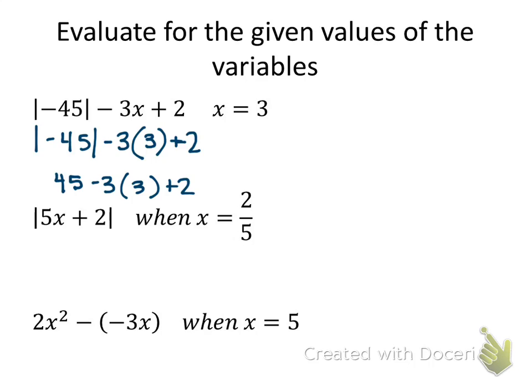Now this is where your order of operations comes in. What am I going to do first? Am I going to do 45 minus 3, or am I going to do multiplication? Multiplication. I'm going to multiply negative 3 times positive 3, which gives me negative 9. So I have 45 minus 9 plus 2. Then I just follow my left to right rule. What's 45 minus 9? 36. 36 plus 2 is? 38. Here's my final answer.